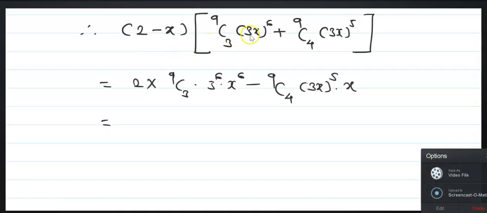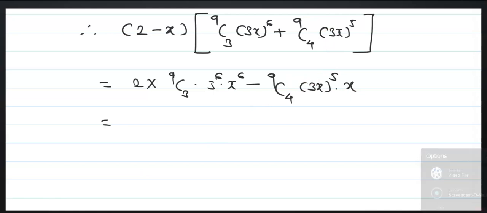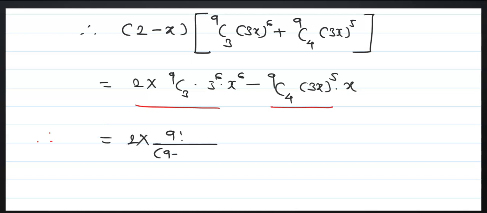Our objective is to obtain the coefficient of x raised to 6. If we multiply here x, then you will get x raised to 7, that we do not require. If you multiply by 2 to the x raised to 5, we do not require that. Therefore, we multiply here 2 and here x. Then we will get the terms. Therefore, these are the terms that we require. Now, we will calculate their values.